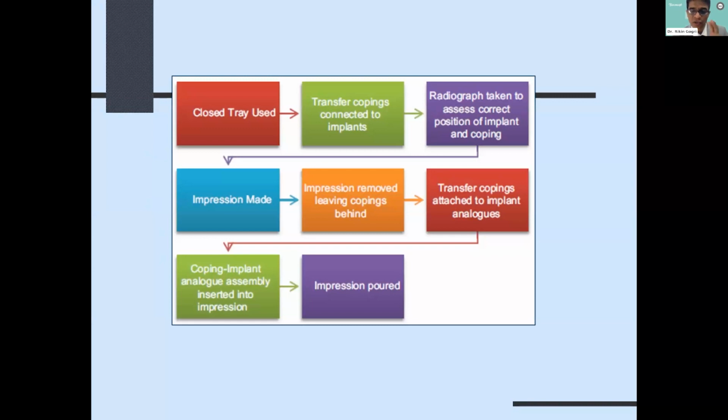So closed tray is used to transfer copings connected to implants. A radiograph is taken to ensure that your coping is fitting well onto your implant fixture. You make the impression, remove the impression coping from the fixture, attach the lab analogs or implant analogs to the coping, place it back into your impression and ask the lab to pour your cast.